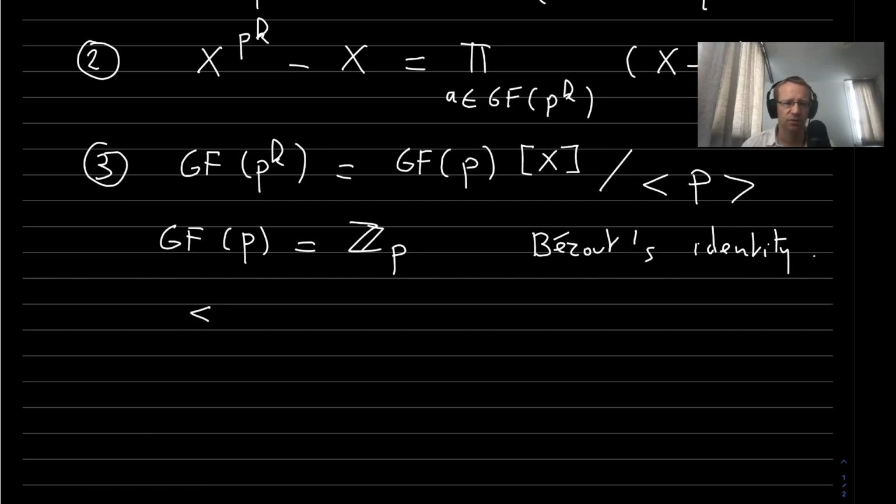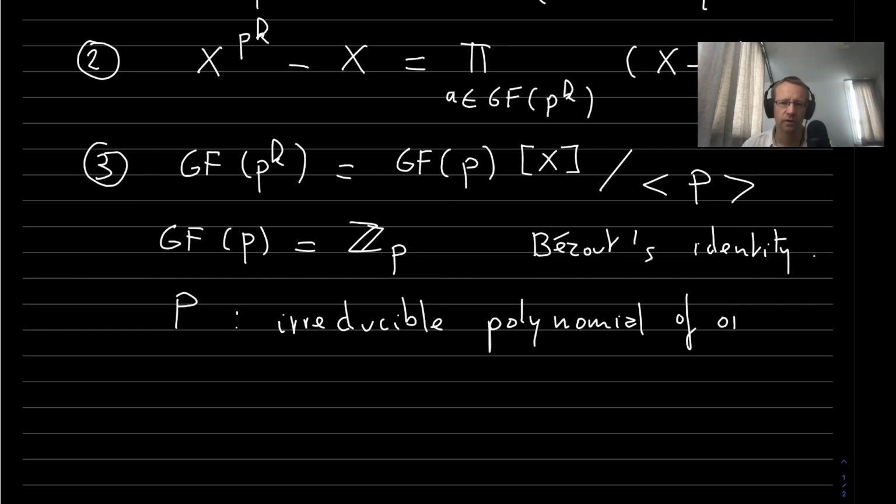And then what is the polynomial P? Big P is an irreducible polynomial in this ring, of order k. All right.